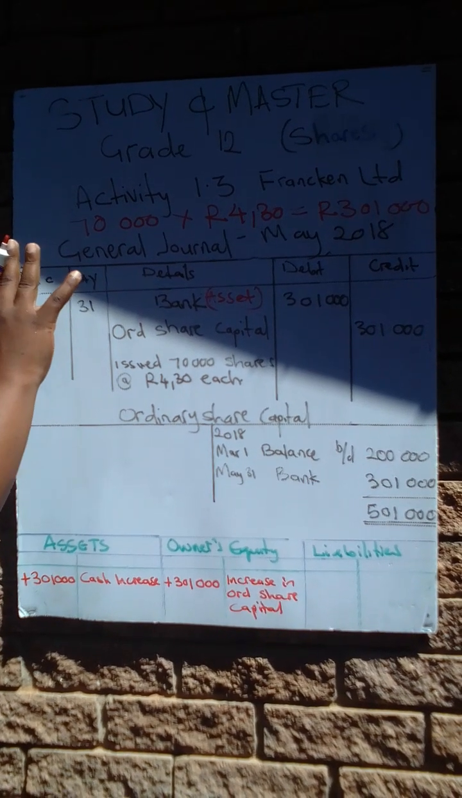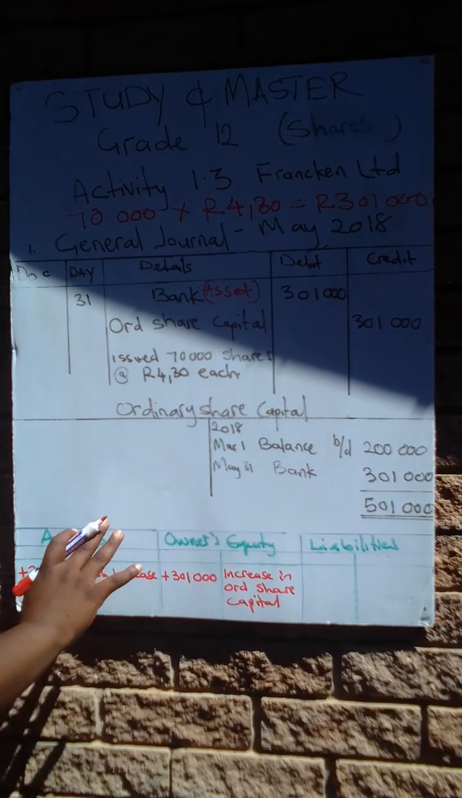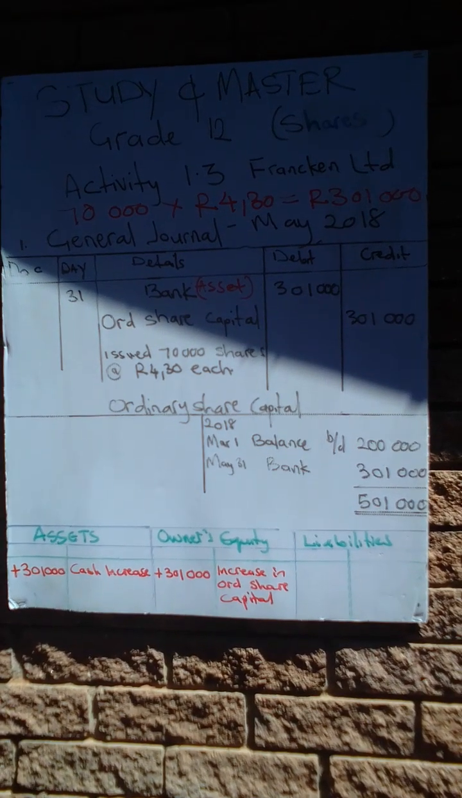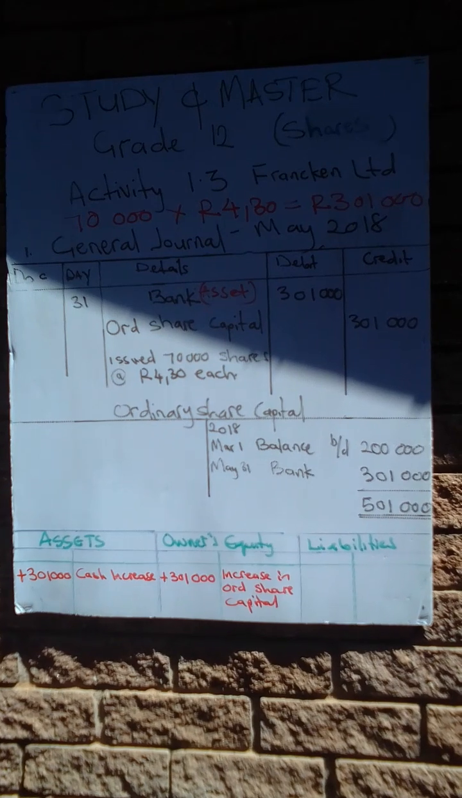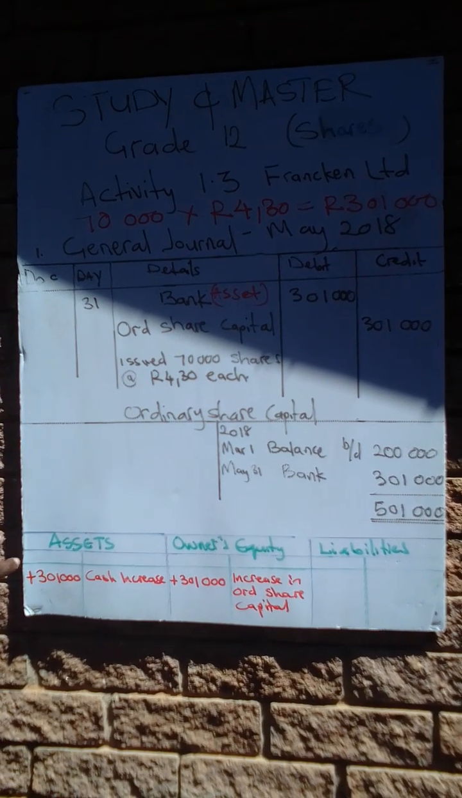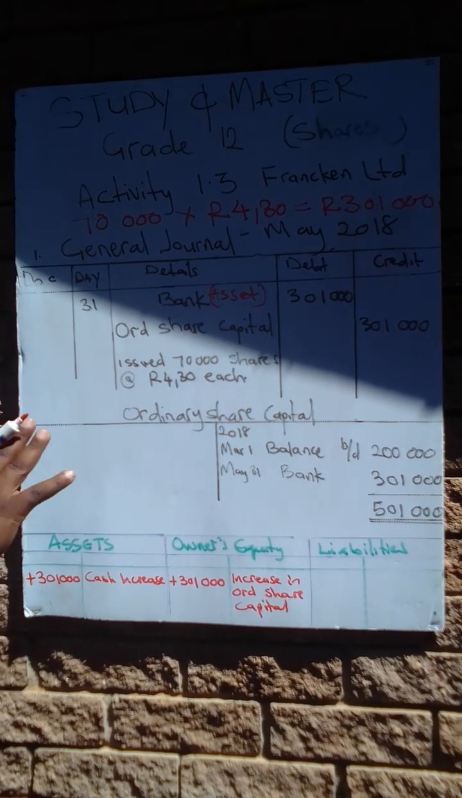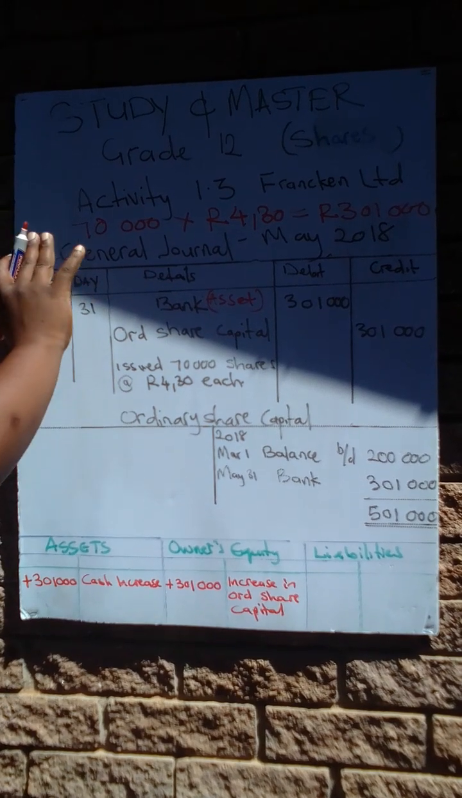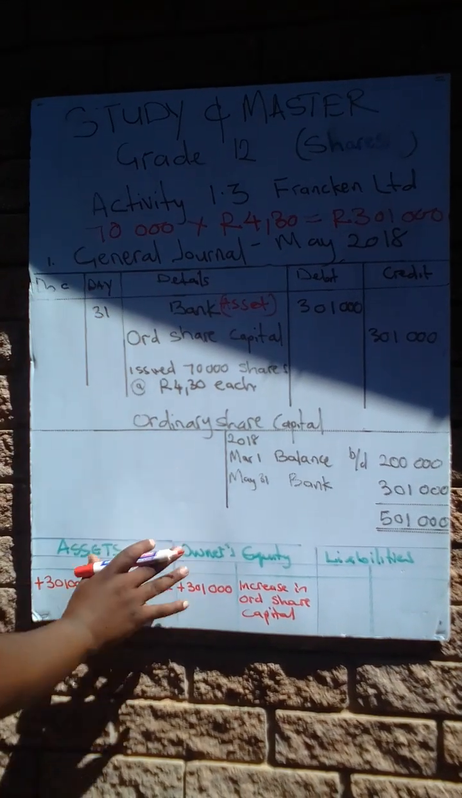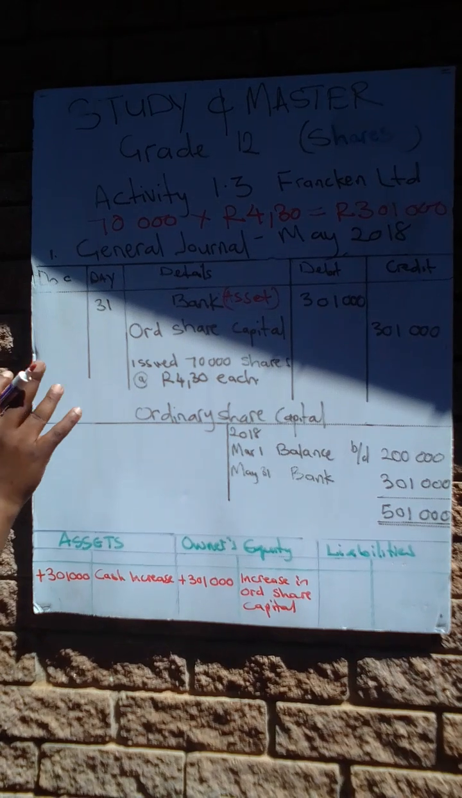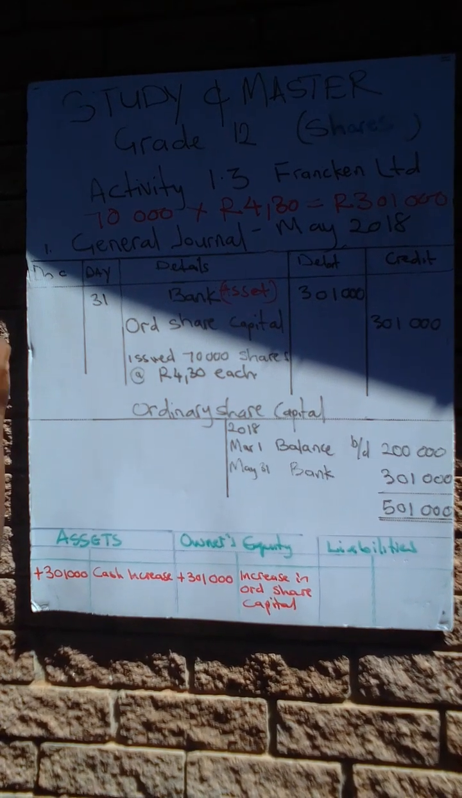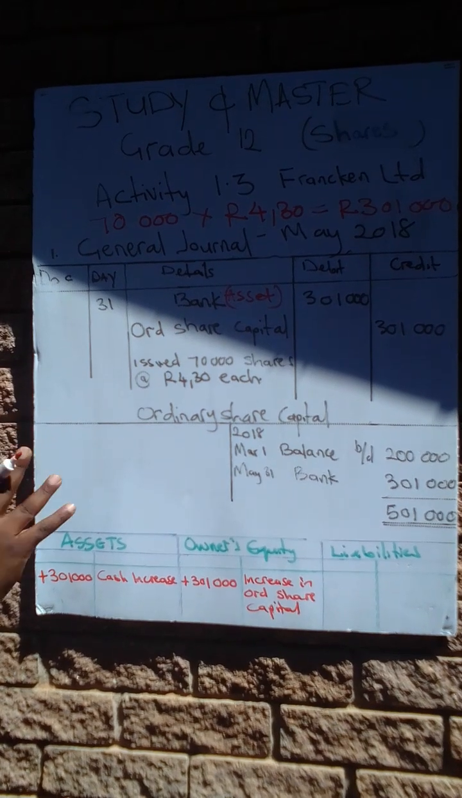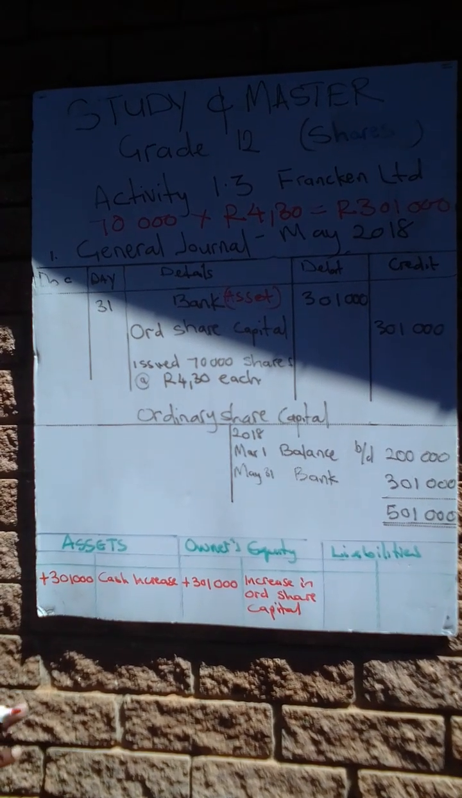So I've already explained the accounting equation and the general journal. The moment you do the general journal properly, it means your ordinary share capital is going to be done properly. So far, when we are looking at activity 1.3, this is how you are supposed to show your recordings. The only recording that is not here is the one where I will show you how we record all this information in the notes to the balance sheet, or the notes to the financial statements.